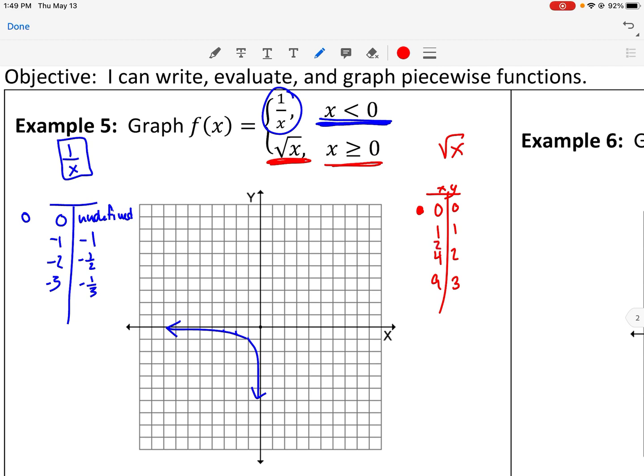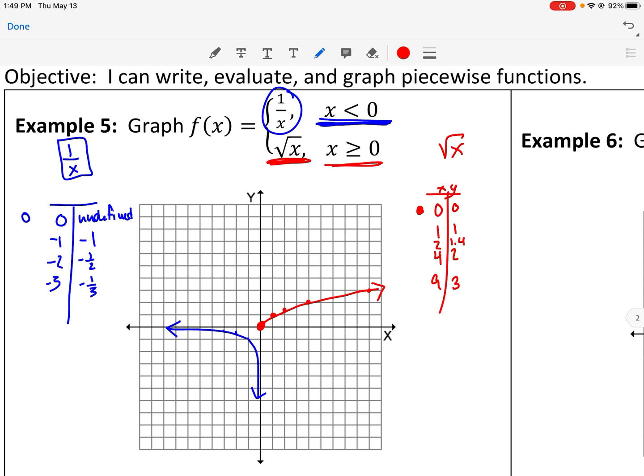I mean, you still can plug in a 2 and a 3 and whatever, but you'll just get some decimals. So square root of 2 is 1.4-ish. It just makes it a little bit harder to graph. So 0, 0, filled in circle, 1, 1. 2, 1.4, so that's like right here. 4, 2, 3, 9. So there we go. There's the second piece of our graph.